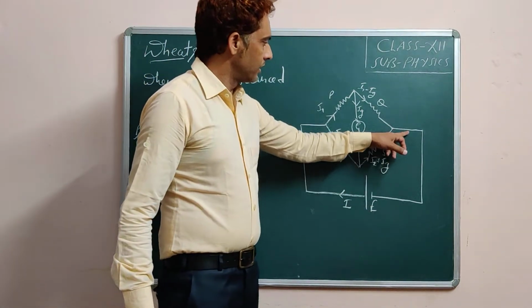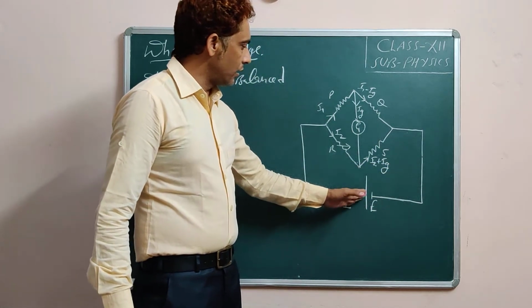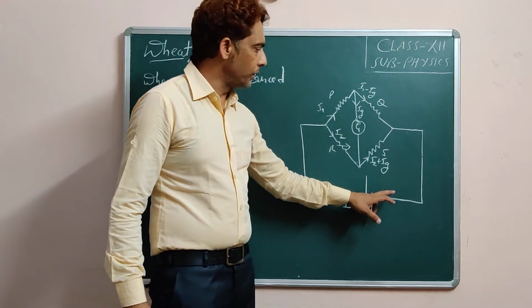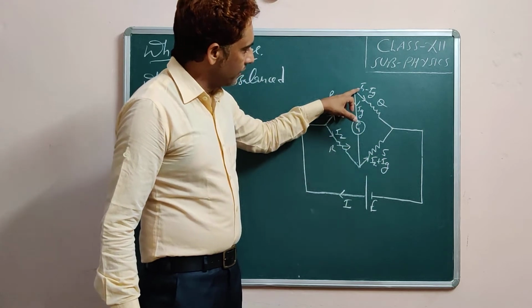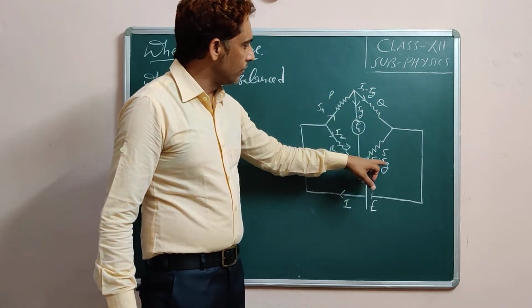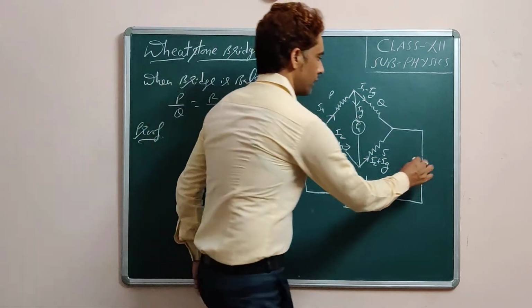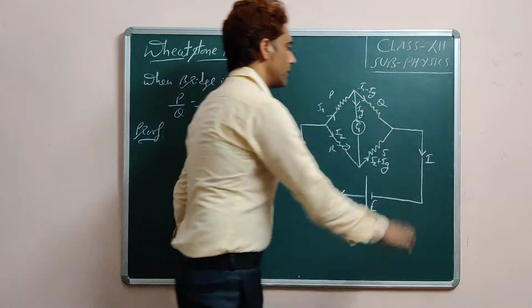You can see here the current through this branch should be equal to I. This is the outgoing current, so here the incoming current should also be I. So I1 minus Ig plus I2 plus Ig is equal to I1 plus I2, that is equal to I. So here it is I.